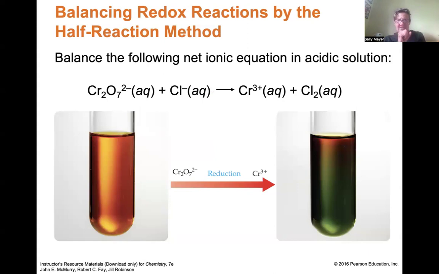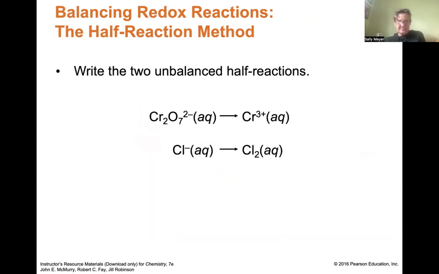And that means that the chromium must be picking up electrons. So when we balance half reactions, we are going to follow that flow chart. The first step is split it into the two half reactions. So we know chromium has to go to chromium, chlorine has to go to chlorine.